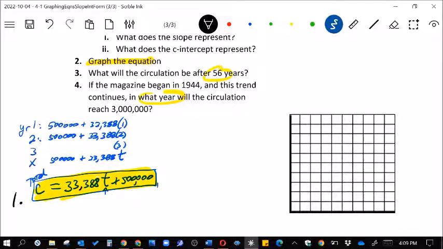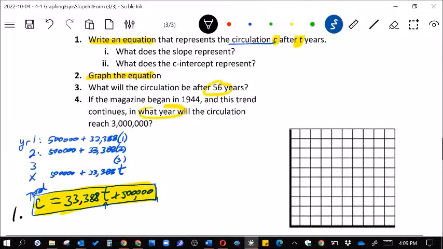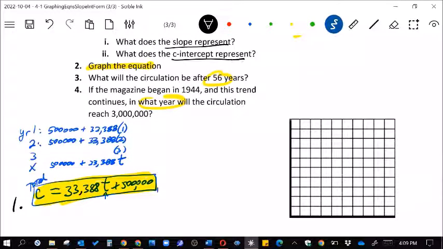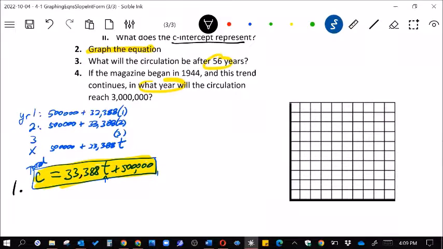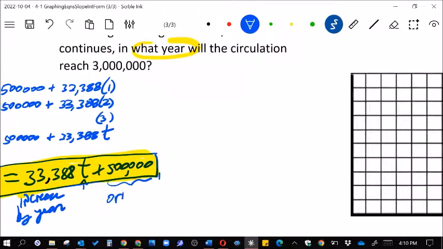And that's one. Now, what does the slope represent here? What's the slope represent and the c-intercept? So it's not y-intercept now, it's c-intercept. This is the increase by year. And this, the intercept, is the original. Let's write that so it's more easily read. Original starting amount.